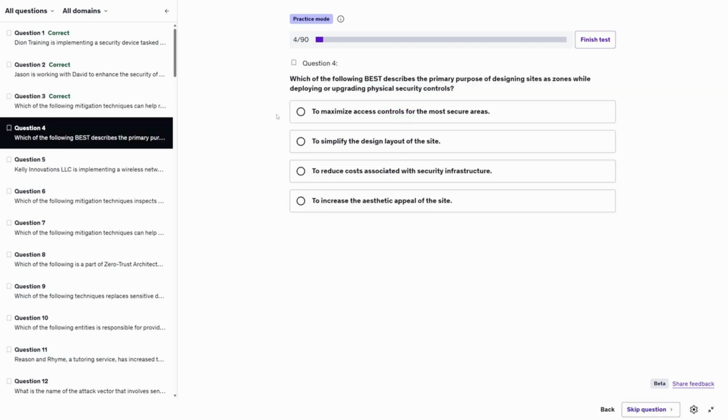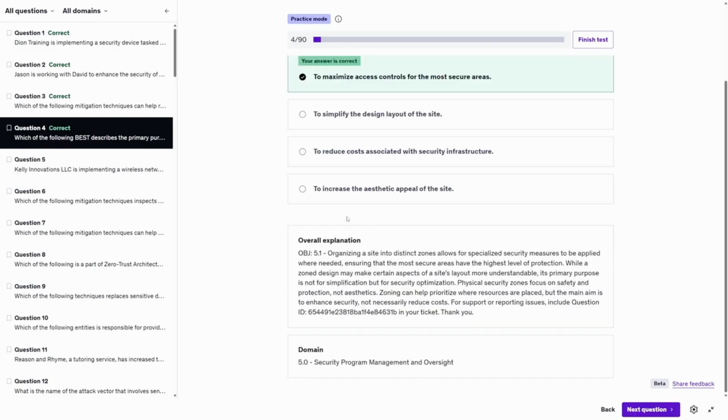Which of the following best describes the primary purpose of designing sites as zones while deploying or upgrading physical security controls? All right, the answer here, I believe, is to maximize access controls for the most secure areas. All right, and for the explanation here, organizing a site into distinct zones allows for specialized security measures to be applied where needed, ensuring that most secure areas have the highest level of protection.